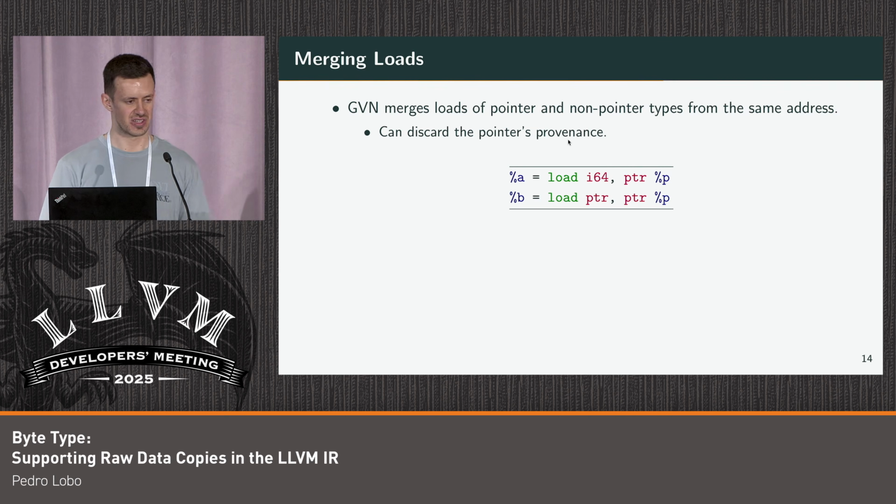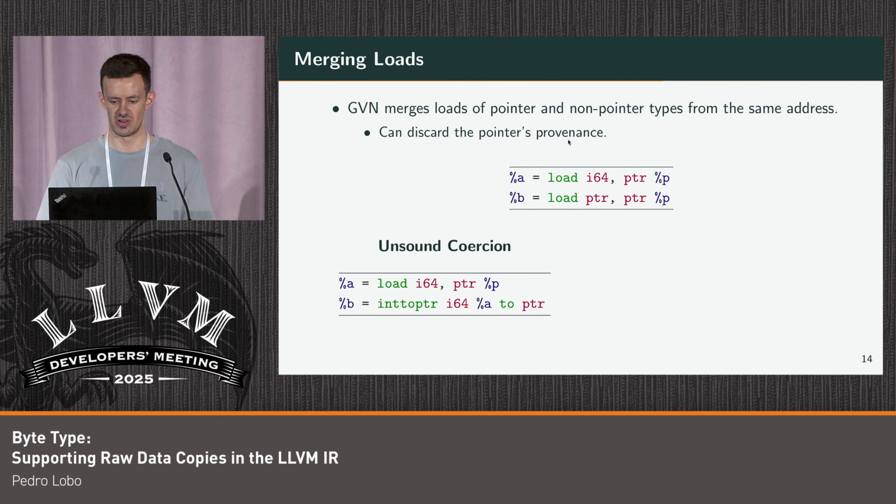So another application of the byte type is in some unsound value coercions that are mainly performed today by GVN. In this example, we have two loads from the same memory location that typically happen in different branches, and GVN typically tries to merge these loads together. On the left, we see an unsound coercion, as the value of the pointer in B is replaced by a load of the integer, and then we cast the integer to a pointer through the inttoptr instruction.